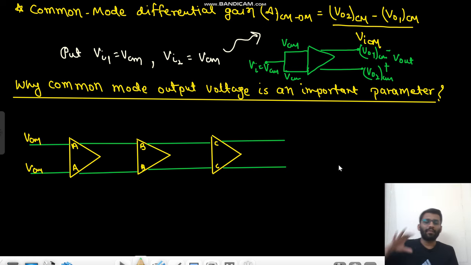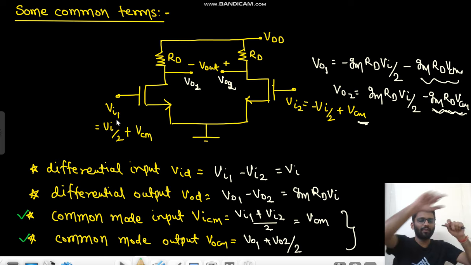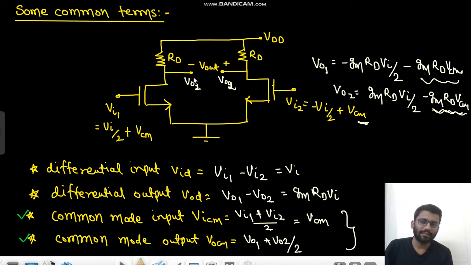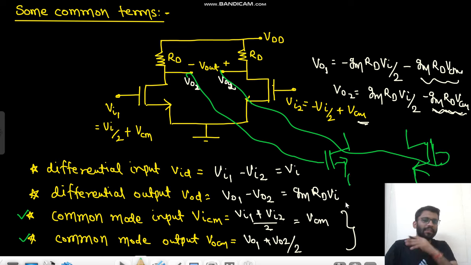So let us assume we have these two nodes, Vo1 and Vo2. This is the differential amplifier we have, with Vin1, Vin2 as our input and Vo1 and Vo2 as our output. We are taking these two terminals and giving them to the input of the next differential amplifier. So basically we are cascading differential amplifiers now.